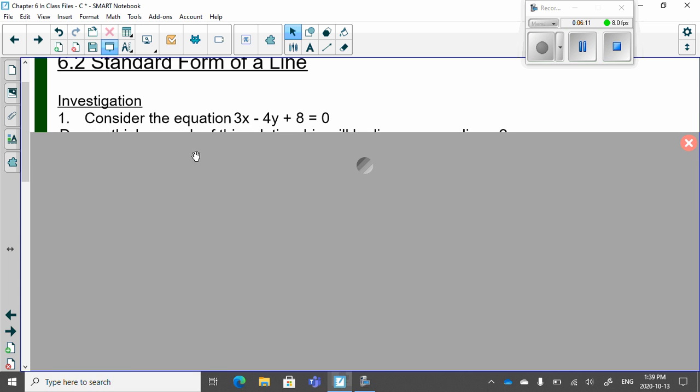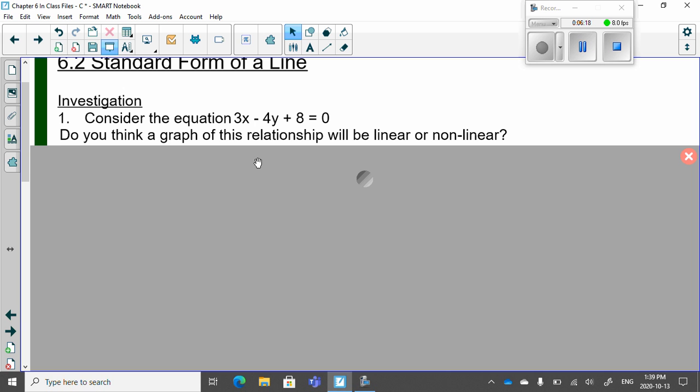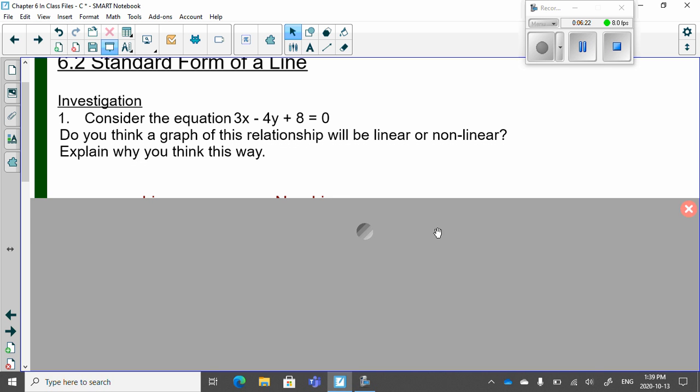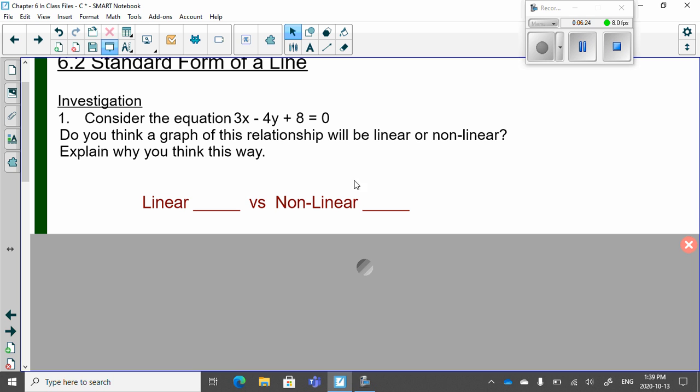So the very first thing, it says, consider this equation, 3x minus 4y plus 8 is equal to 0. And usually what I do in class is I say, do you think this relationship is linear or non-linear? I count how many kids think it's linear, how many people think it's non-linear. So I usually get some pretty good answers here. People have some pretty in-depth thoughts, which is great.